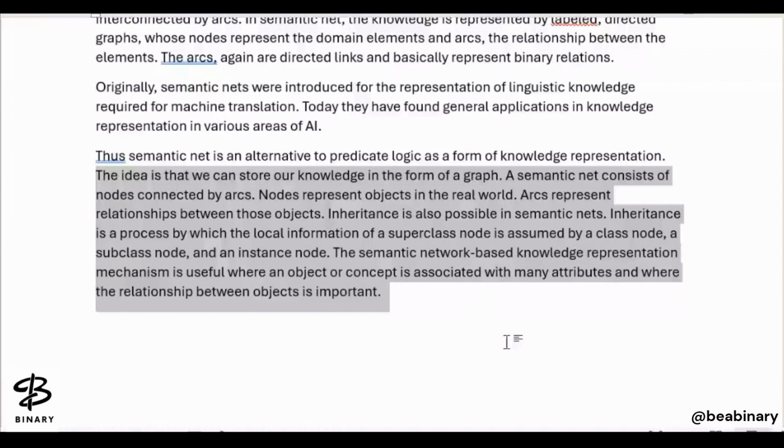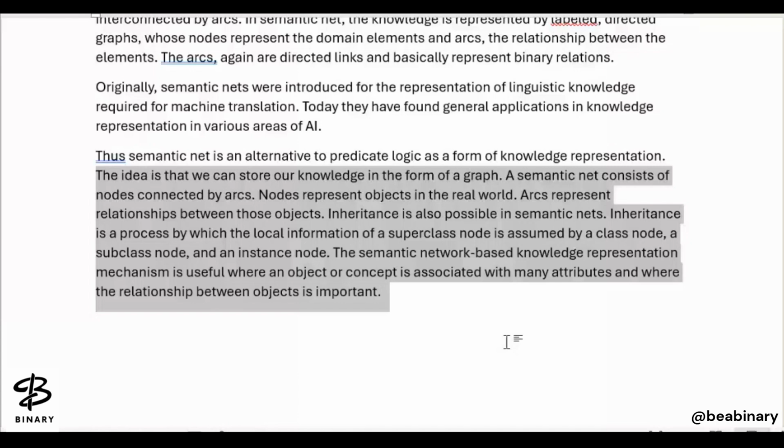Again, nodes represent the objects in the real world, or any real world entity we are talking about. Arcs represent the relationship between those objects, that is generalization, specialization, or an inheritance kind of relationship. Inheritance is also possible in semantic networks. What do you understand by inheritance?